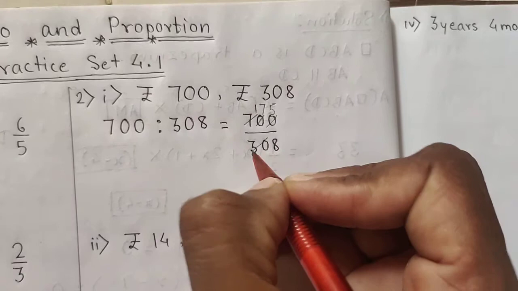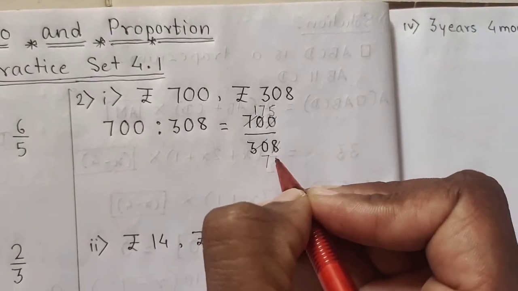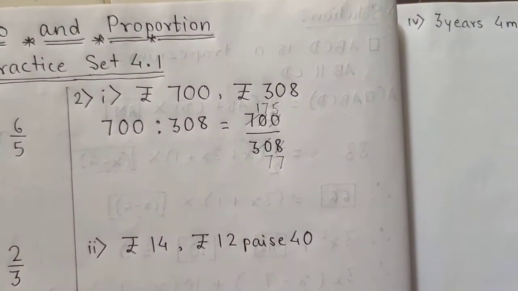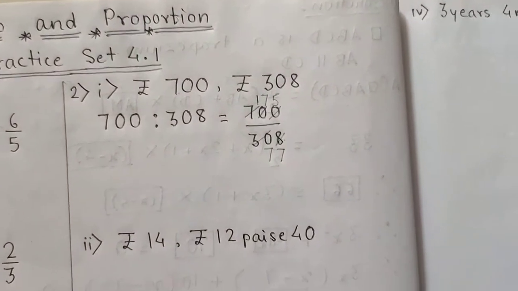Again here also we are going to do the same thing. 4 7s are 28. 2 is remaining, 28. Again 4 7s are 28. So we got 175 divided by 77.